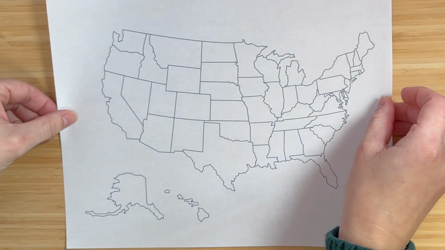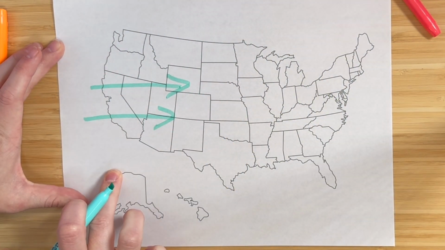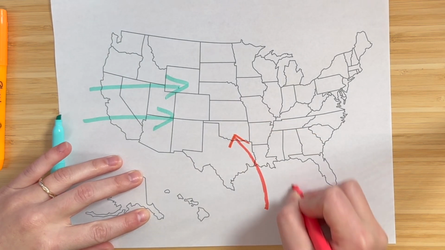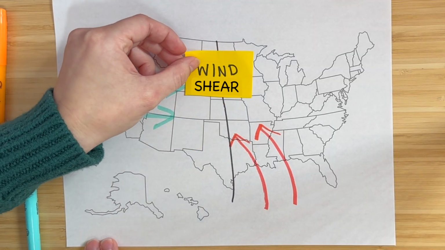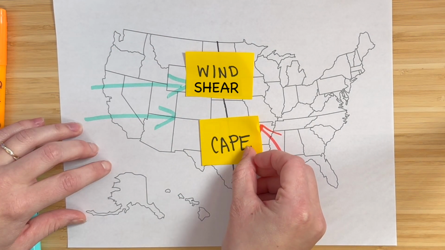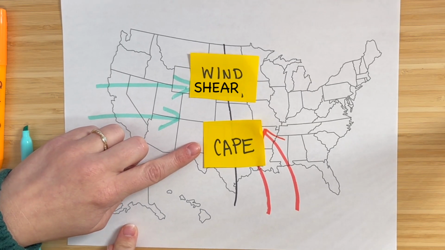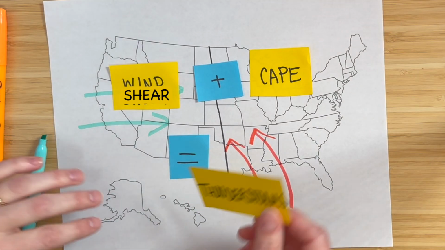Tornadoes typically form when dry air comes in from the Pacific Ocean and moist air comes up from the Gulf of Mexico. When these two air masses meet, they create an unstable atmosphere. Between the moist and dry air, we get significant wind shear, the change in wind direction over a short distance, and increases in CAPE, the amount of energy available for thunderstorms. Shear and CAPE are the key ingredients for thunderstorms, and more importantly, tornadoes.